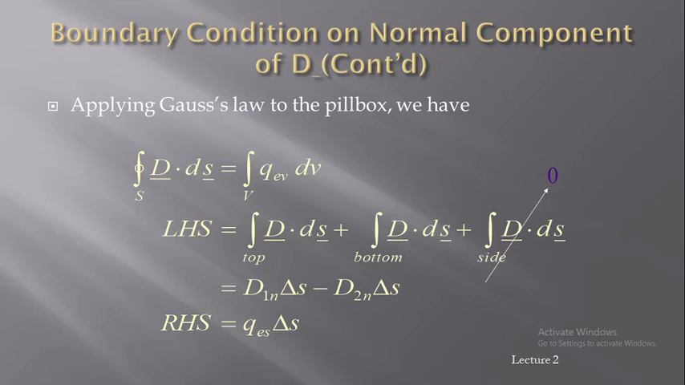Now for the top surface, which is in medium 1, D bar is normal to the surface, that's why we use D1n, and ds is delta s. So for the top surface, D1n delta s minus, the sign is minus because the unit vector is in the opposite direction, D2n delta s. That means for the bottom, the medium is 2, that's why we use suffix 2. We know the RHS is Q, or rho v dv, or you can write rho s delta s.